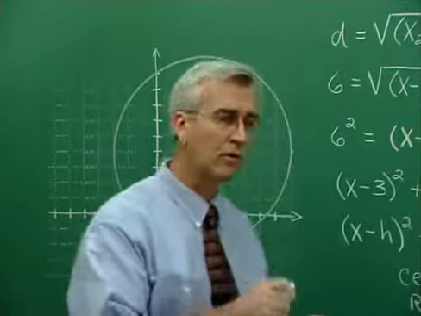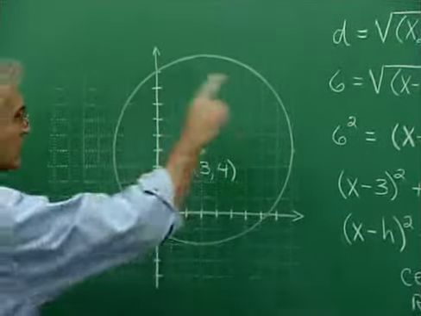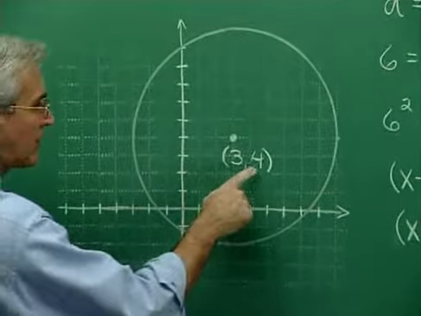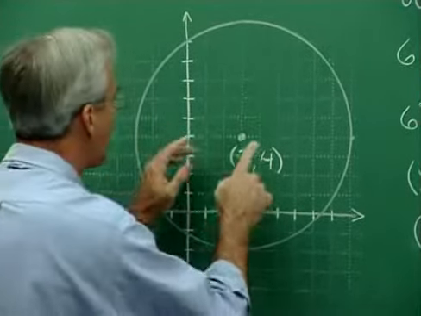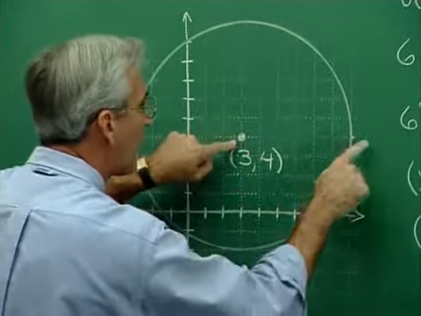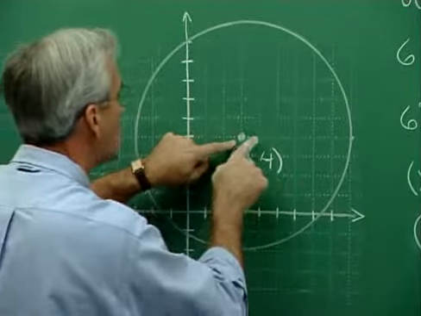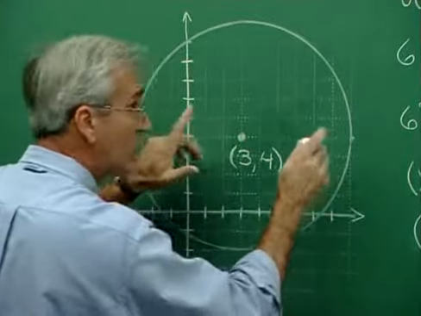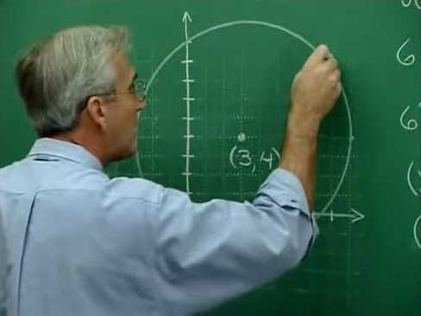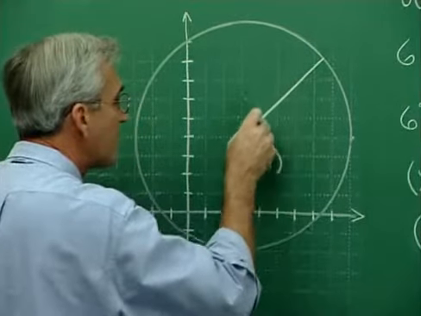And let's develop the relationship like this. Consider this circle whose center is at (3, 4). Now, if we just count out from the center to the outer edge, we'll have the radius of the circle. It's 1, 2, 3, 4, 5, 6. Okay, so we have a radius of 6. And therefore, this distance is 6.